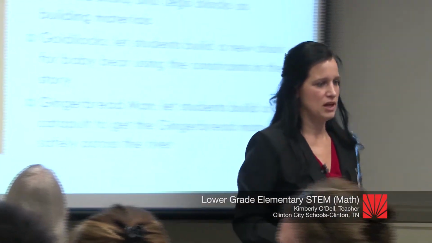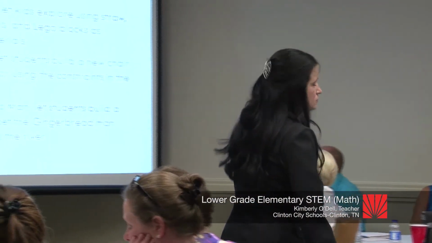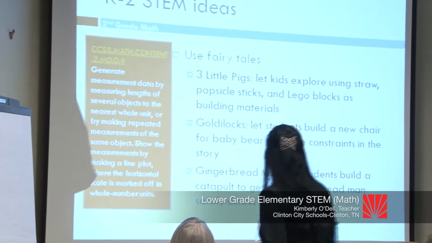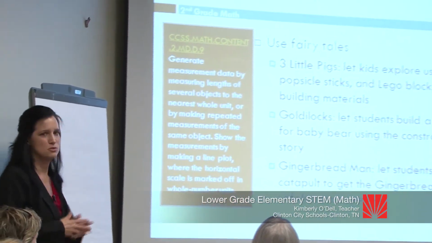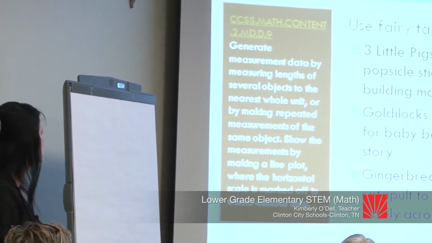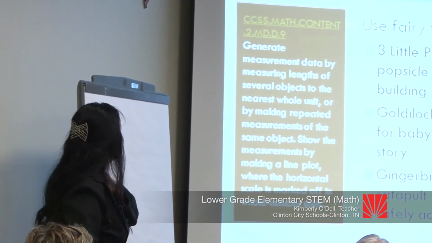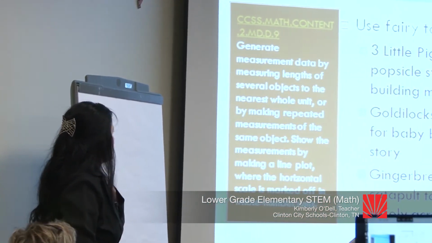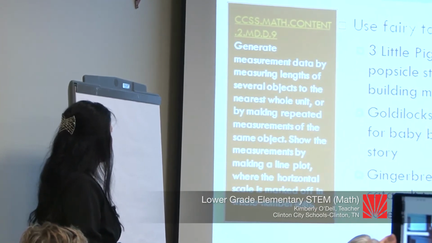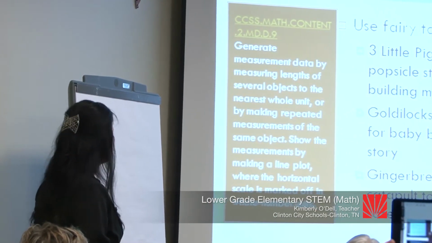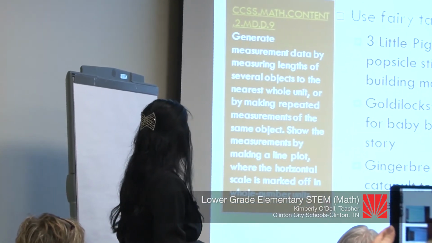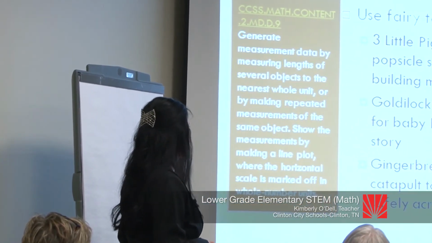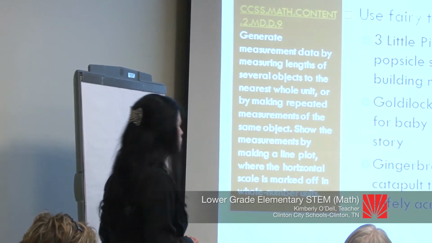With the gingerbread man for second grade math, let the students build a catapult to get the gingerbread man safely across the river. Because remember, he gets eaten by the crocodile. So he needs to get across the river. The standard is generate measurement data by measuring lengths of several objects to the nearest whole unit, or by making repeated measurements of the same object. Show the measurements by making a line plot where the horizontal scale is marked off in whole number units.